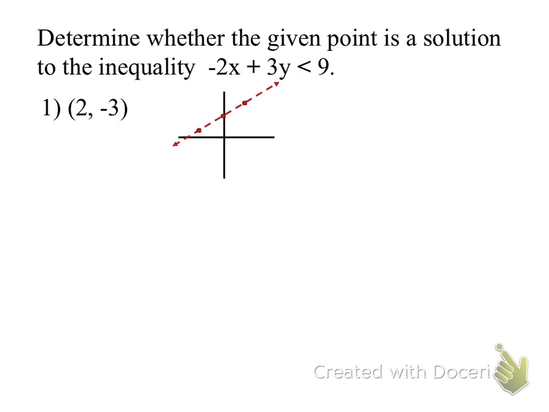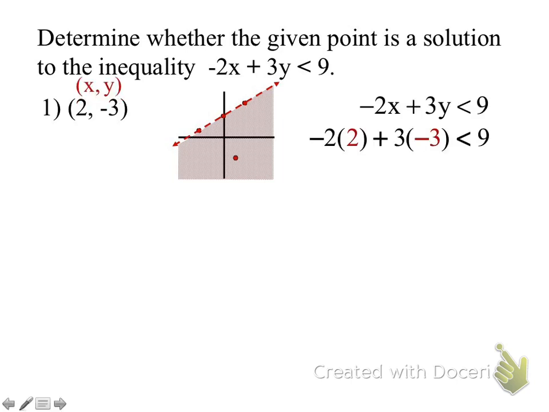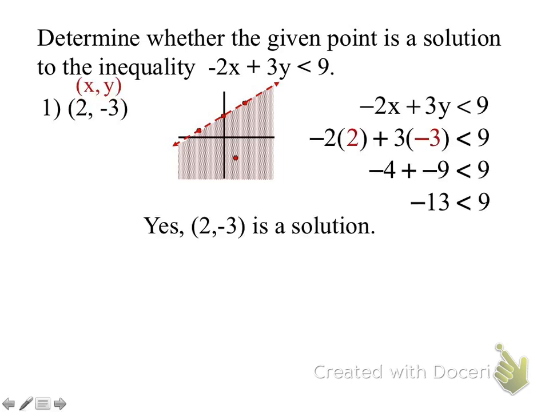Basically what they're doing is they're giving us that point, 2, negative 3, and they're saying, is this a solution to the system? Yes, it's a solution. Every single point in this gray, in this red area, is a solution.